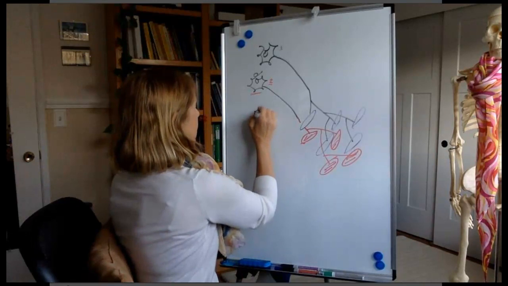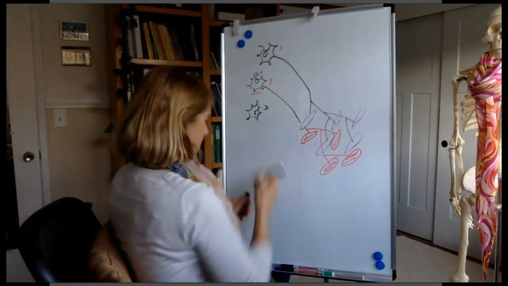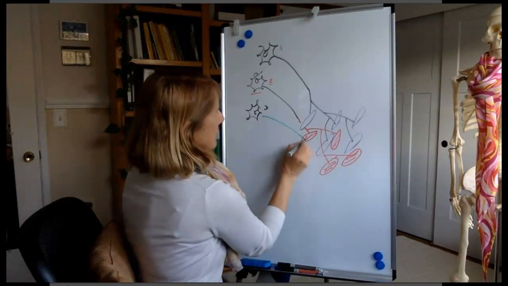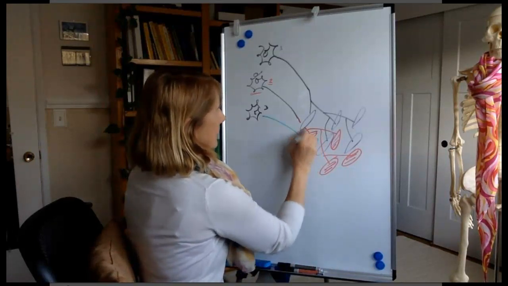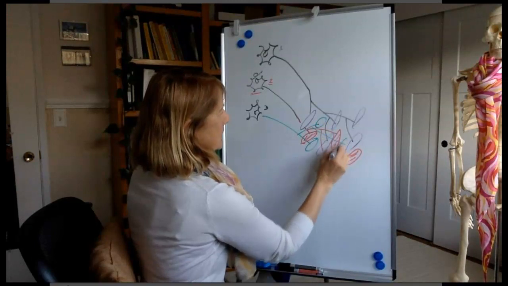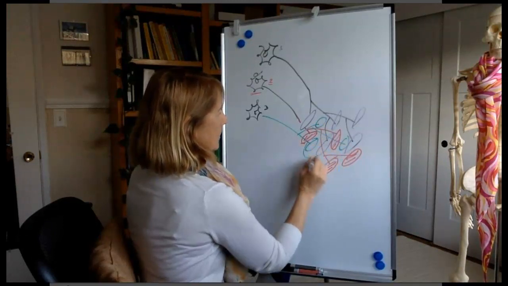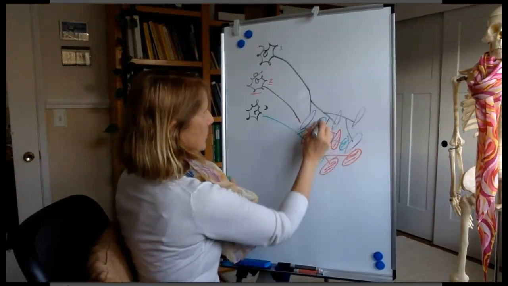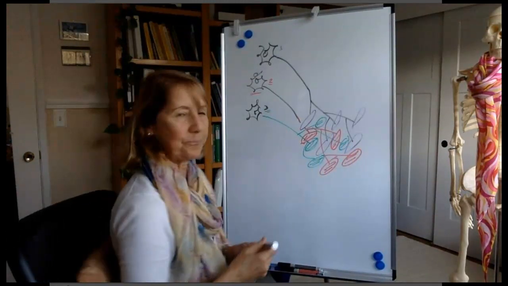So if we had a third one here, we're going to call that number 3, and we're making it green, and this one is branching out to here, and then branching out to there, and it's branching out to here, and this one we're going to branch out to there. So we have motor unit number 3.